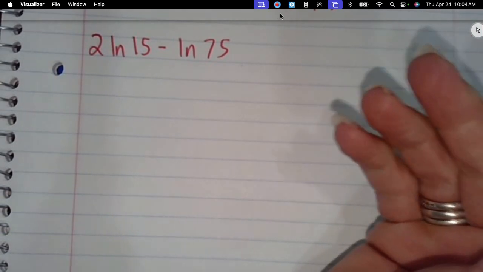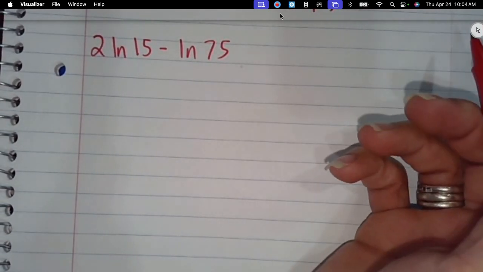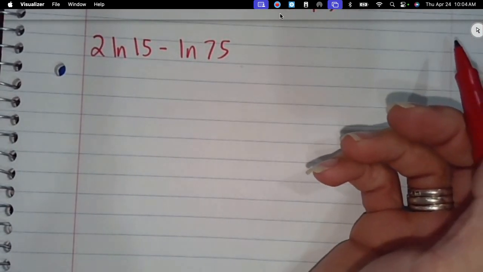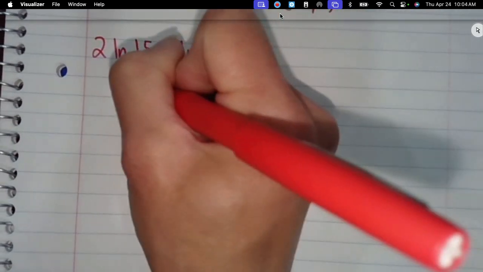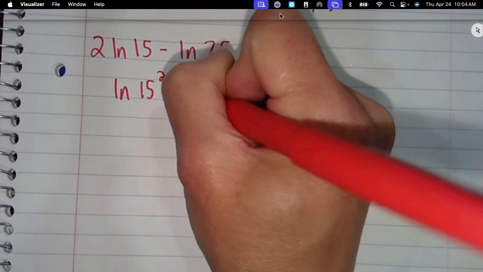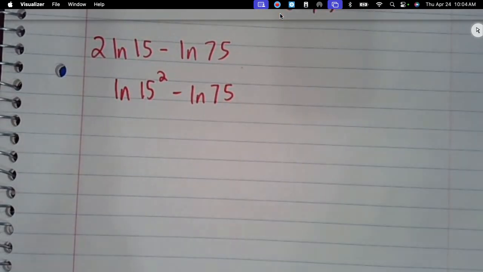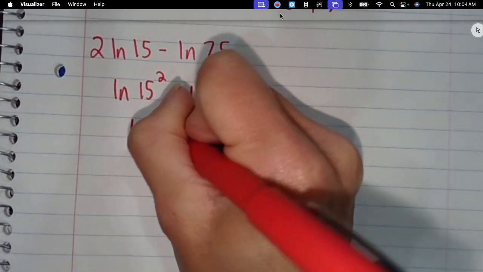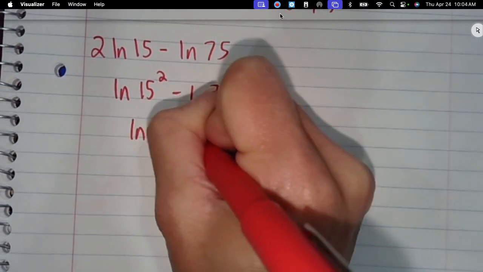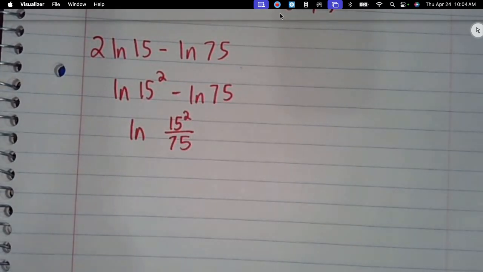We're just simplifying. We're not solving. There's no equal sign. We're not solving yet. So if there's a number out front, same rule, over and over and over again. It goes to the exponent. So watch this. 15 squared. Everybody agree with that right there? Now, what do you do with subtraction? You divide. That's why the line looks like that. So the 15 squared goes on the top and the 75 goes on the bottom. What is 15 squared divided by 75?